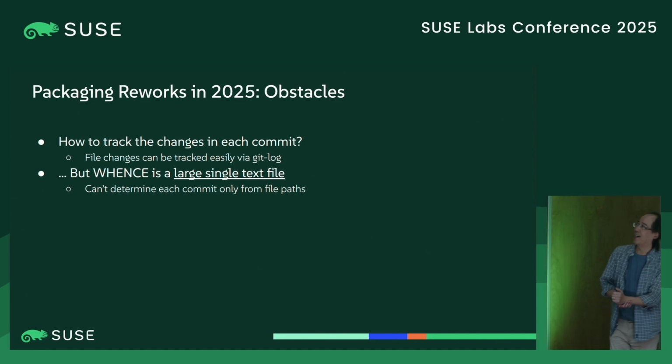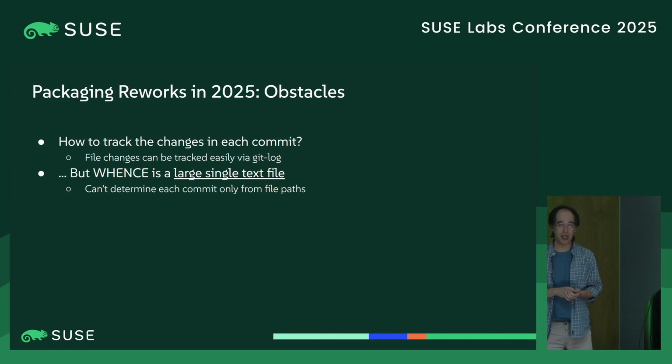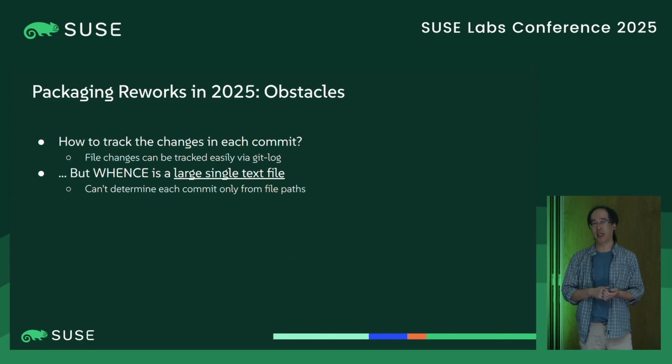Git can be capable, so you can track the change of each file on the Git tree very easily via Git log. But remember that WHENCE is a large single text file, and almost every commit on the Linux firmware Git tree changes that file. So essentially, you cannot track that change only from the Git log.